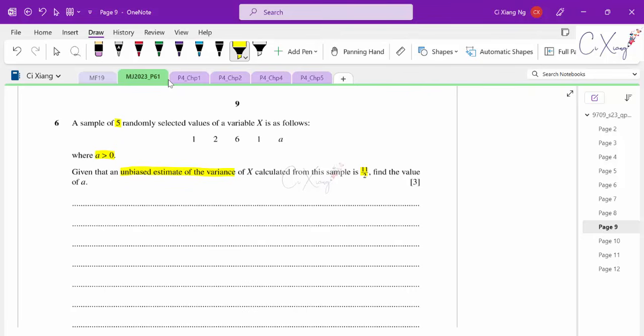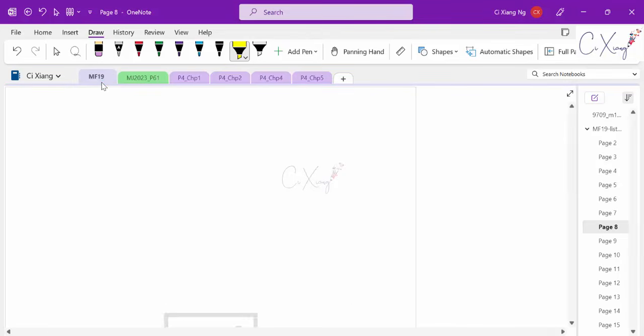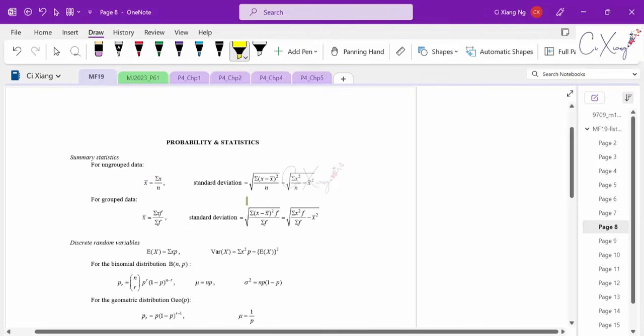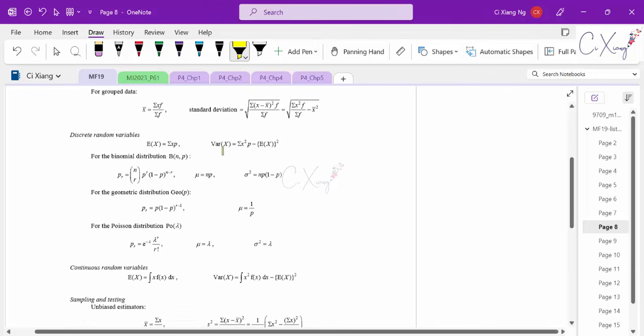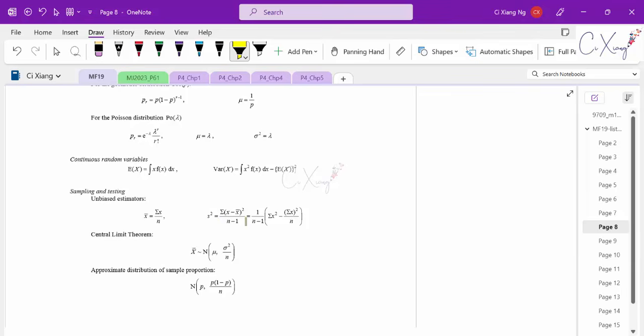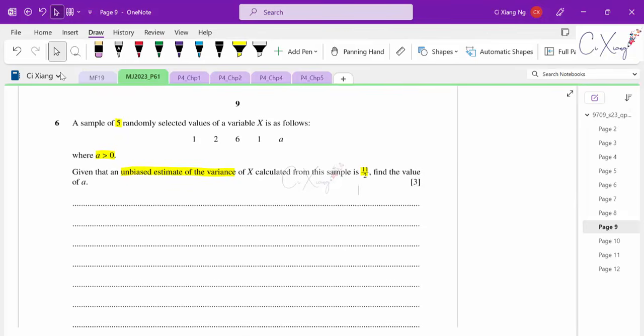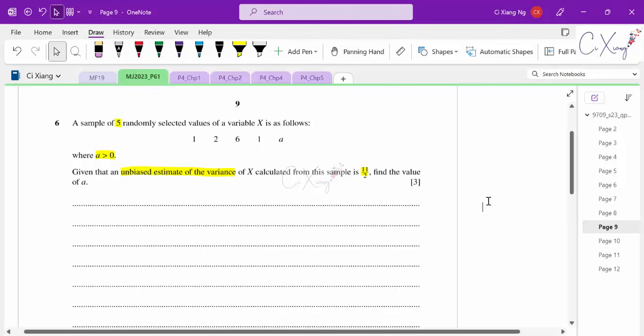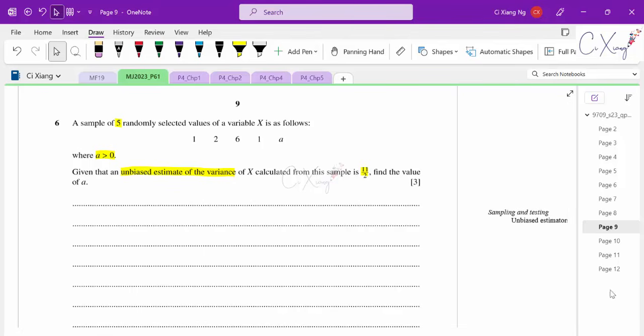Okay, so for this question, the keyword definitely will be unbiased estimate of the variance. So what is the formula for the unbiased estimate of the variance? If you have a look here, you can get it from the formula booklet, under the part on sampling and testing, where the unbiased estimator is. So this is our formula for the unbiased estimated variance. Okay, right, so let's come back to question number 6. Since we already know the formula here, maybe I can show it to you.